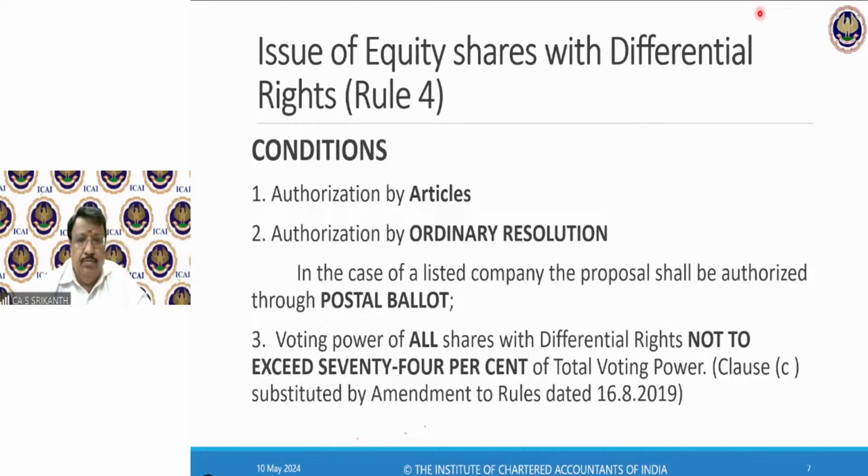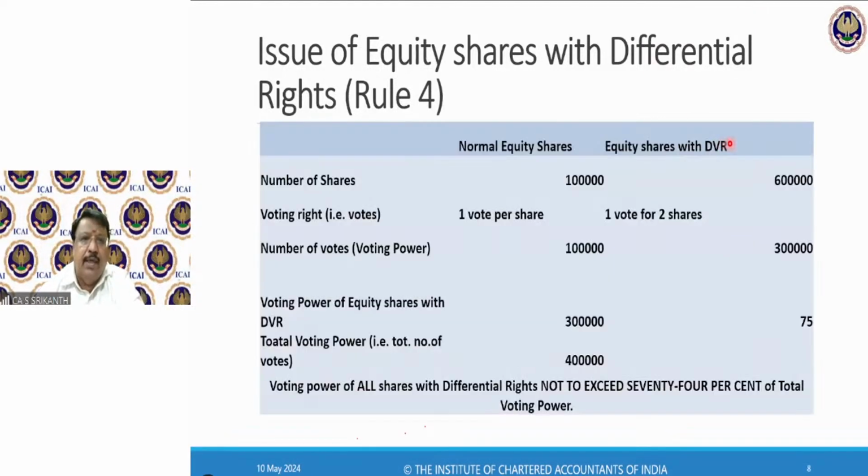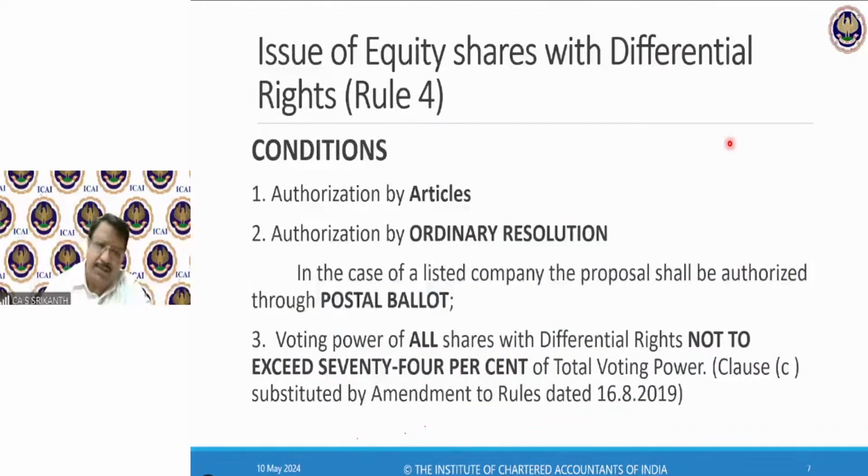So now, this is a very peculiar condition in number 3. Do you see that? Voting power of all shares with differential rights not to exceed 74% of total voting power. To understand this, you should understand what is total voting power. See, total voting power is defined as: if on a poll all the votes are cast, whether for or against, how many votes will be cast? That is the total voting power.